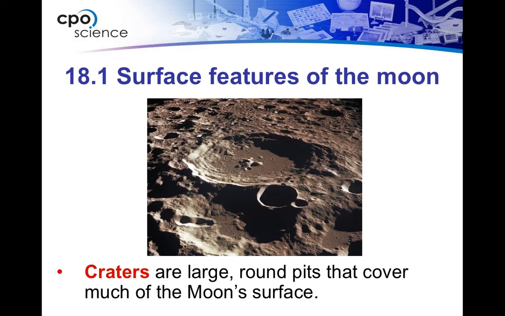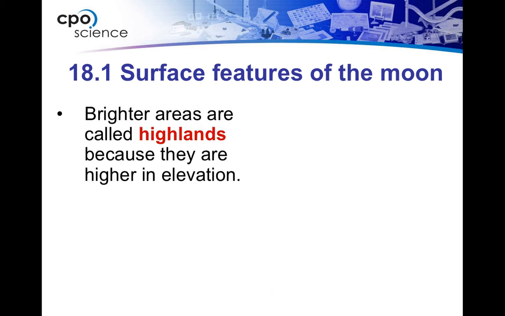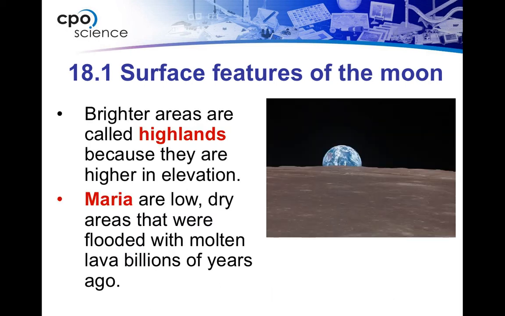Features of the moon: craters. These are large round pits that cover much of the moon's surface, usually made by meteorites hitting the surface. Some are just there. You can even see some of the craters with the naked eye on a clear night when the moon is close to us. The brighter areas are called highlands because they are higher in elevation. Maria are low, dry areas that were flooded by molten lava probably billions and billions of years ago.